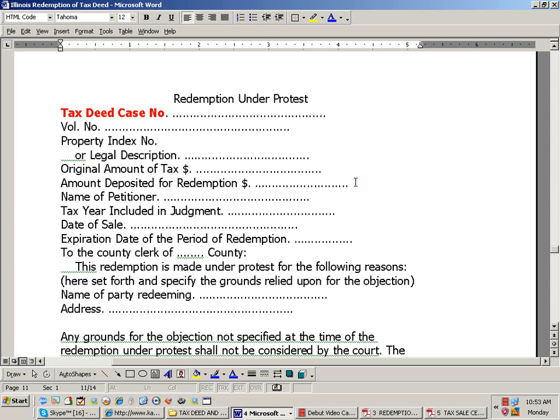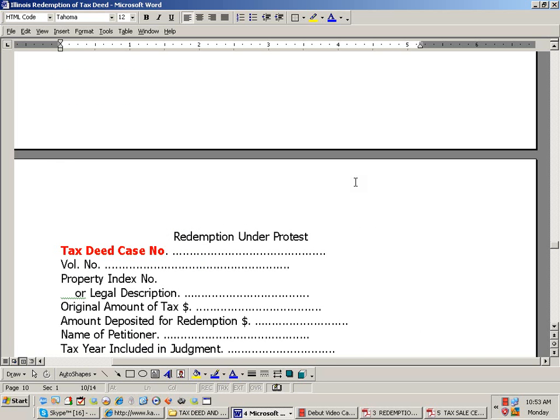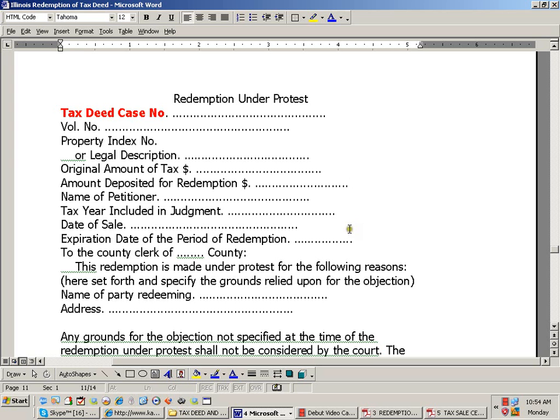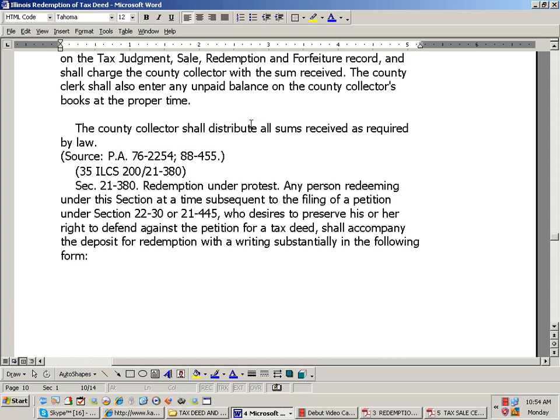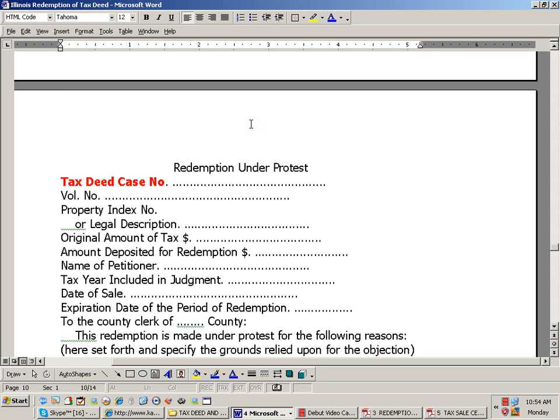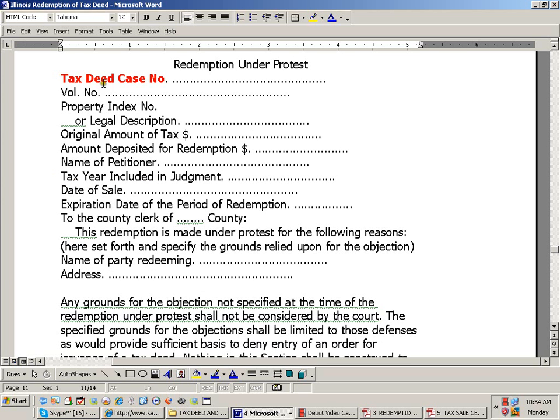Then they got a redemption under protest. Oh, that's where it said tax deed case number. This is just farther down in those papers. This is 380. Redemption under protest. All right. Let's see. Right there it says tax deed case number. Yes, it's here. So that's the court case, right? Okay, where's the court case? Volume number, property index number?